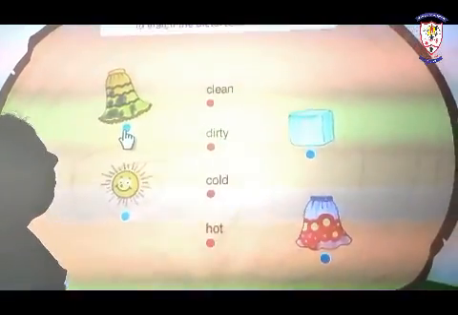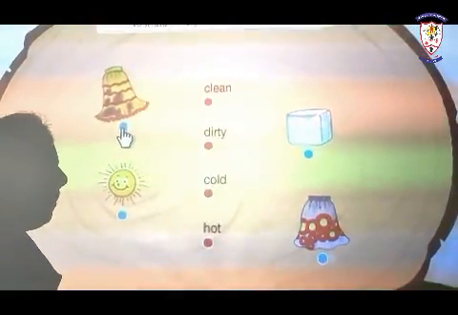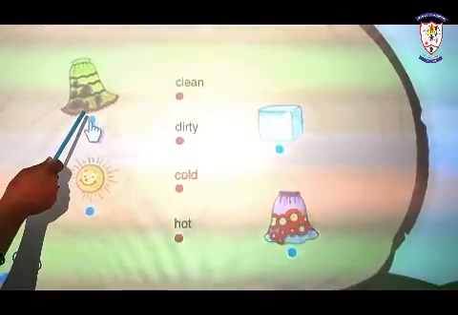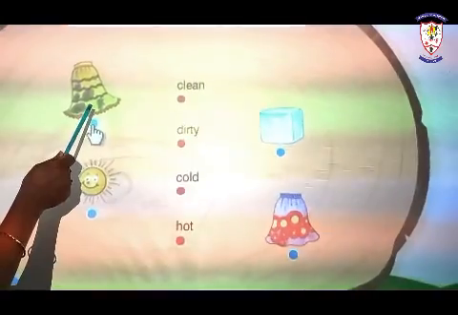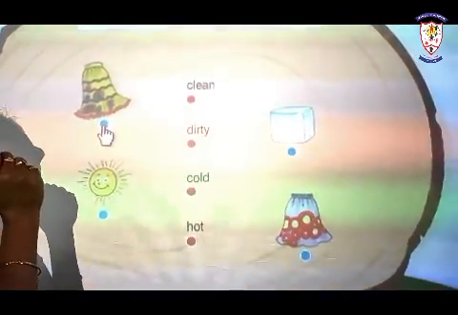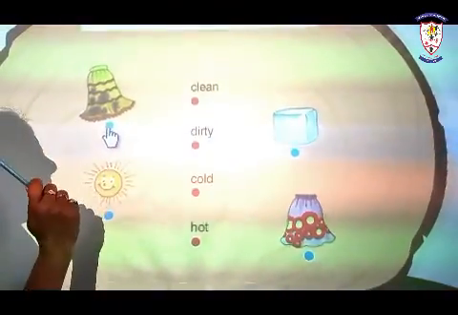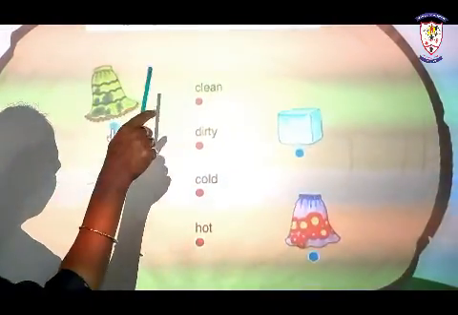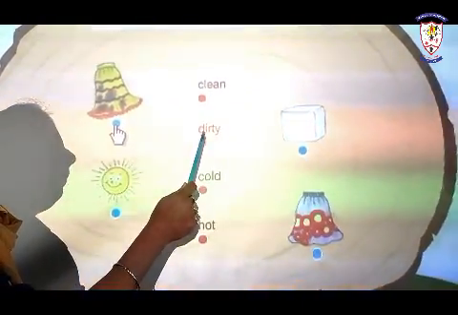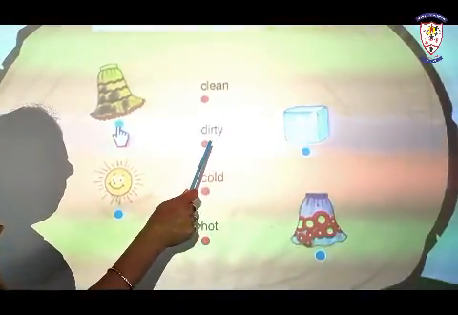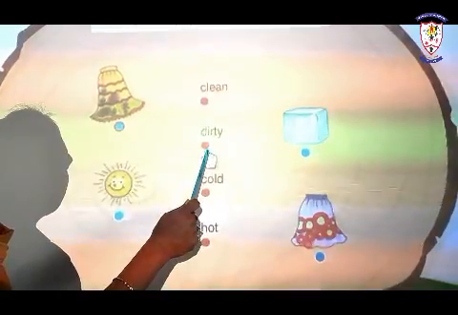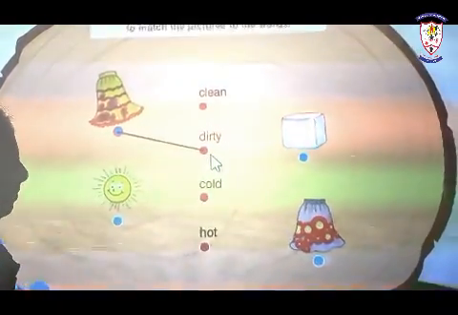In this page we have to match the pictures to the words. Okay, so look at the first picture. Look, this skirt is very dirty. So we have to match it with the word dirty. Where is the word dirty? Yes, here it is. D I R T Y, dirty. So we have to match this picture with its word.